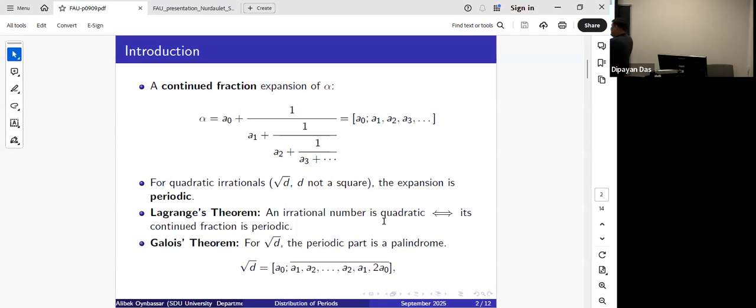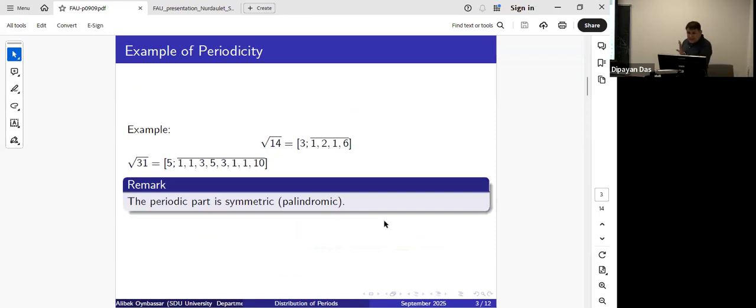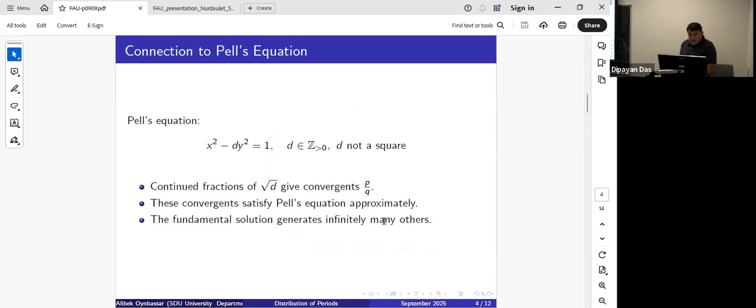Here we also use the Lagrange theorem: the continued fractions of quadratic irrational numbers are periodic. And by Galois, the period is also palindromic, as shown here: a1, a2, and so on, down to a2, a1, and the last term is double the integer part, followed by the fractional part. As an example, the periodic part is palindromic.